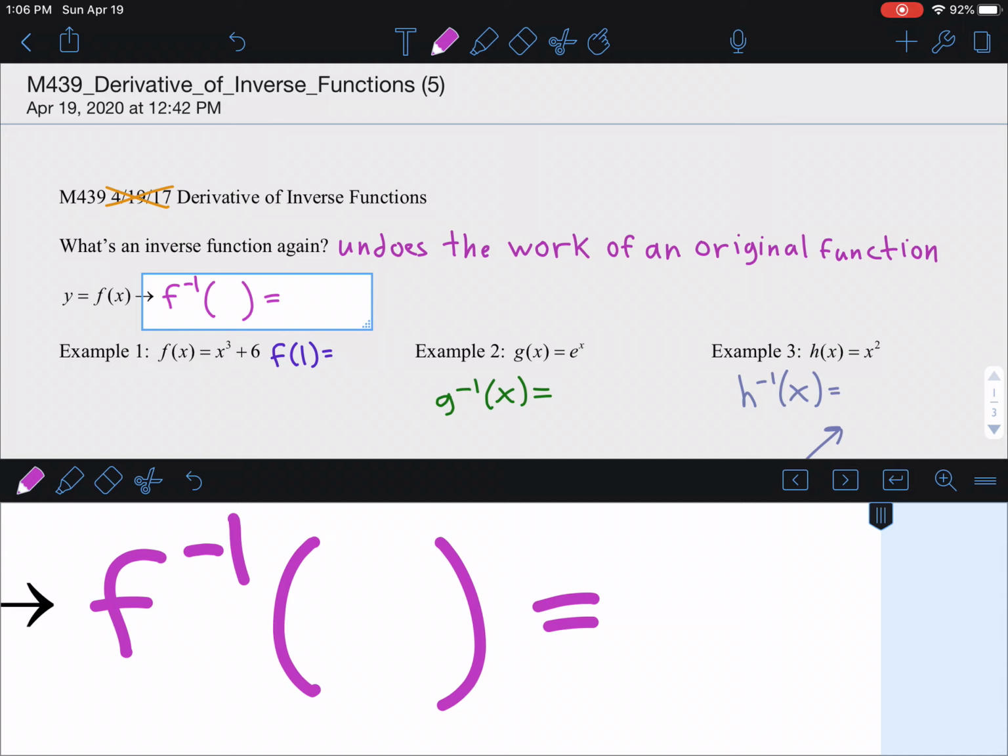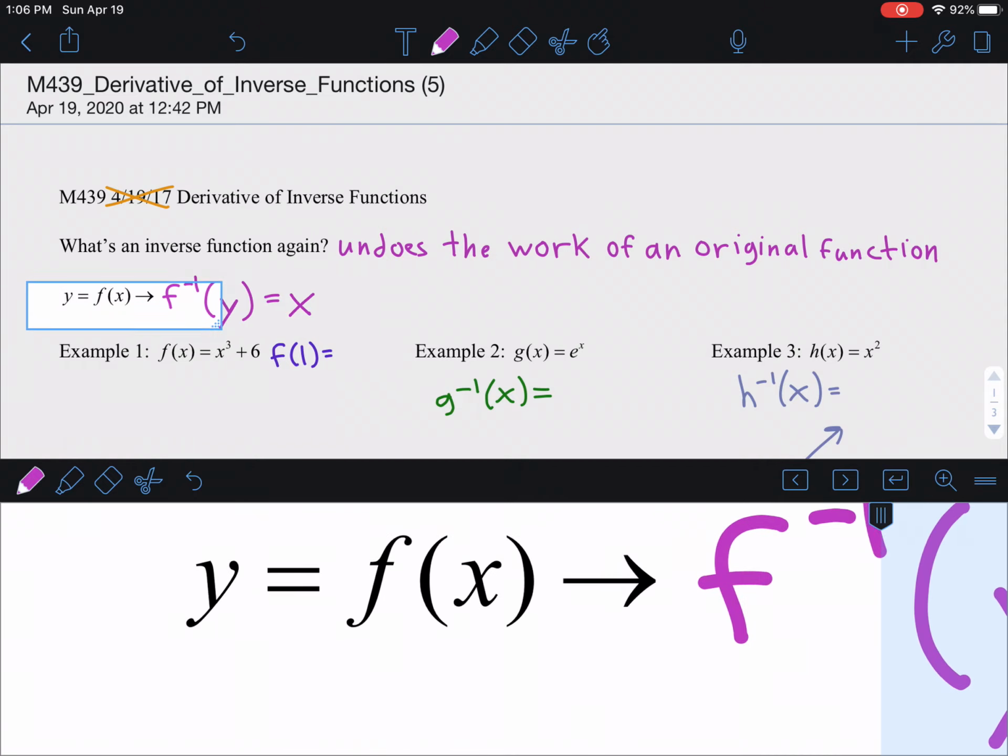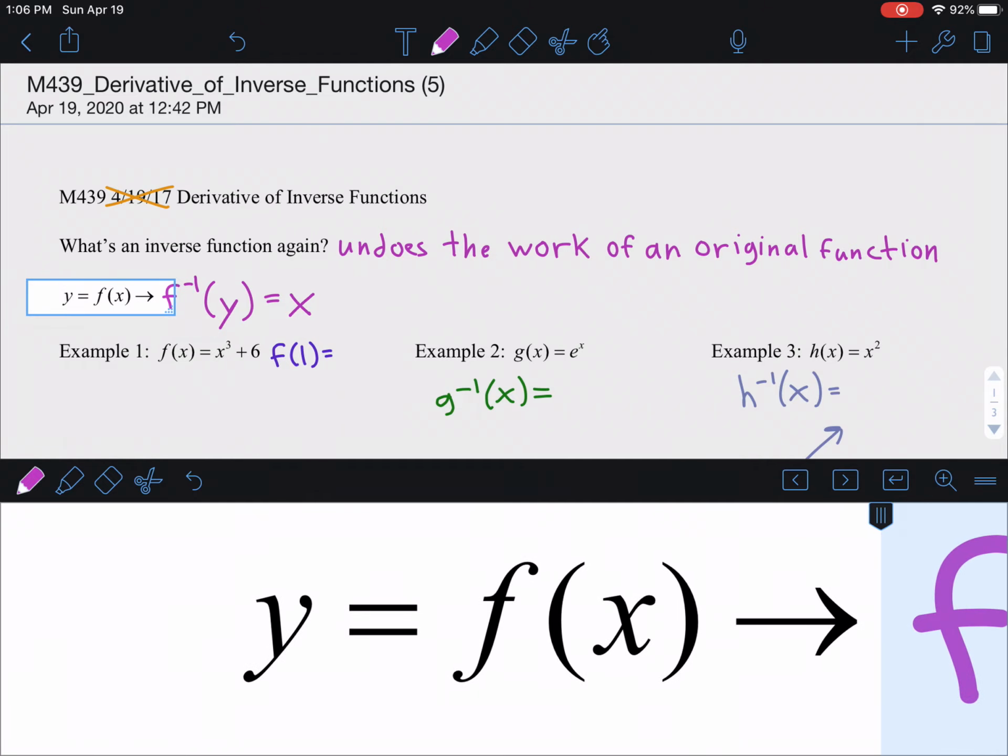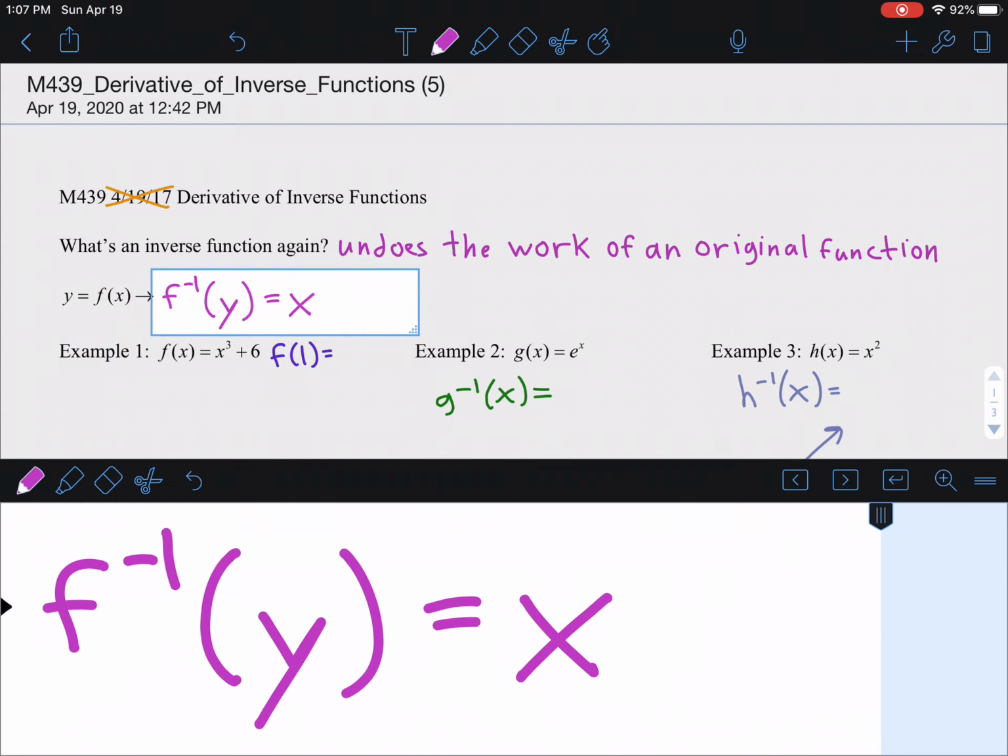F inverse is going to flip the input and output of your function, or another way of thinking about it is that it is going to flip the x and the y. So if f of x equals y, meaning x is the input and y is the output, for the inverse function we're going to flip those around. F inverse of y, meaning y is the input, is going to equal x. It is going to give us that as the output.